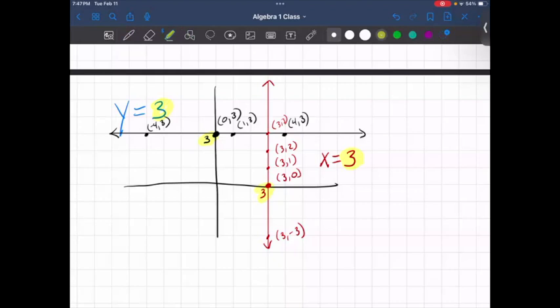So if y equals a number, that's a horizontal line. And if x equals a number, that's a vertical line.